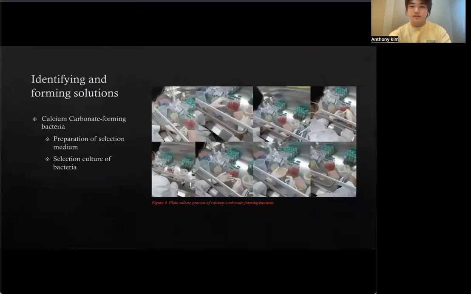Then for the selection of calcium carbonate forming bacteria, a medium was made and sterilized in the autoclave, cooled at room temperature, and refrigerated until use. Then water run through 4 different types of soil was smeared on the medium to select calcium carbonate forming bacteria.